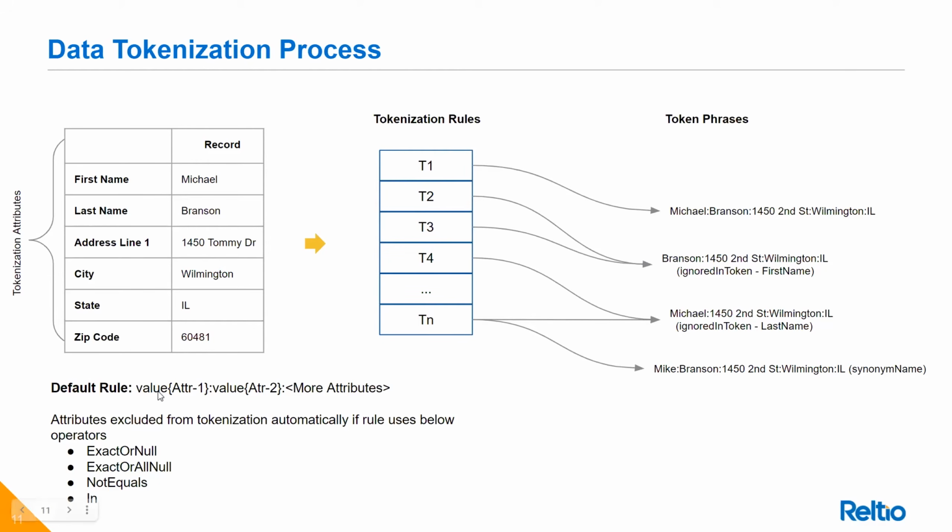By default, for every attribute that has participated or that is configured as a match attribute, it will be part of the token phrase. So this is how the token phrase looks like. You'll have the first name, colon, last name, colon, address line 1, and so on.